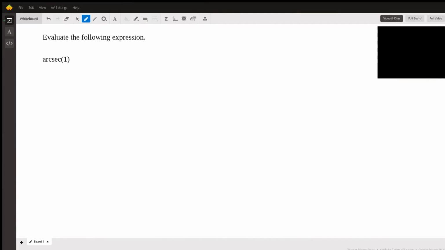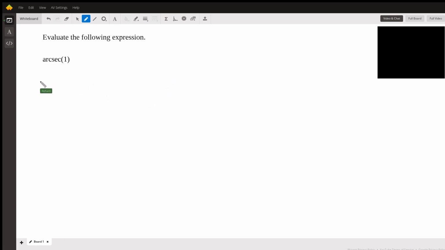I'm a math tutor at Wyzant, answering a question submitted by a student who's obviously taking pre-calculus at the moment, and he wants us to evaluate this expression, the arcsecant of 1. So there could be a couple of reasons why this student is confused.